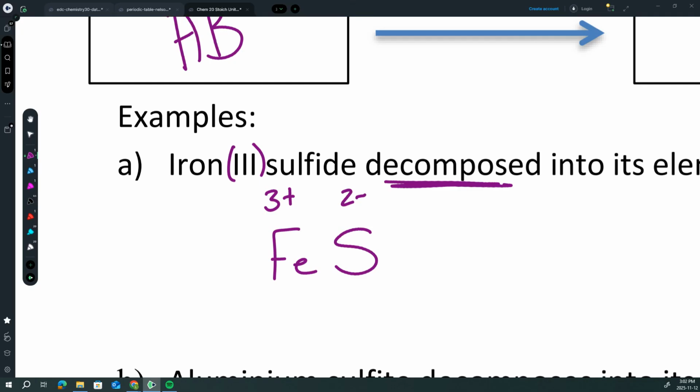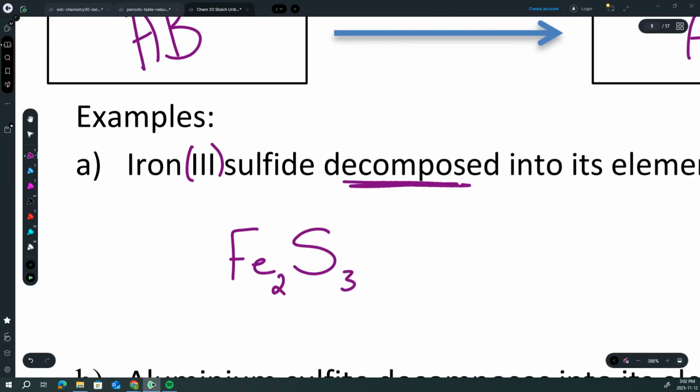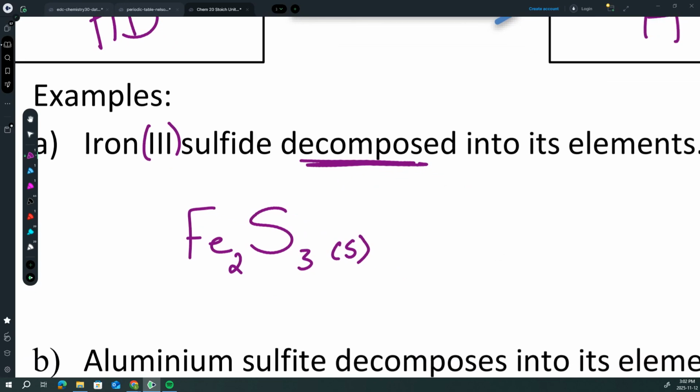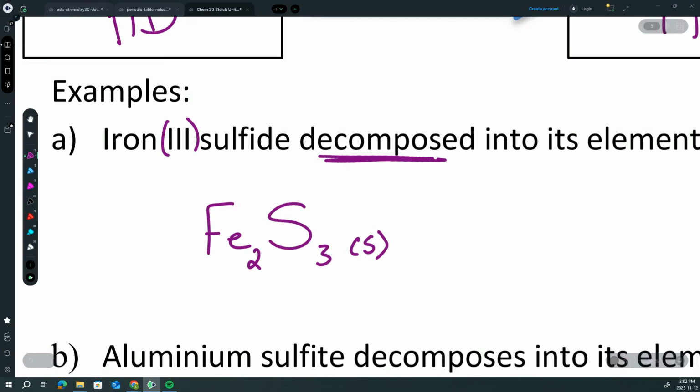So we have to make sure that this compound is balanced. I have to do crisscross applesauce because I know 3 minus 2 is not 0. So 2 and then 3. Now it is balanced. Since it is an ionic compound, because we have a metal and a non-metal together, we can assume it is a solid because the question did not specify any other state. All right, so we have iron(III) sulfide decomposed.